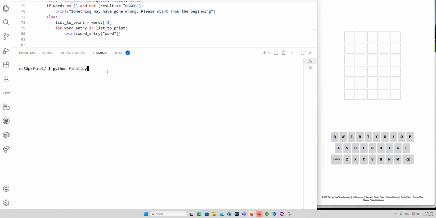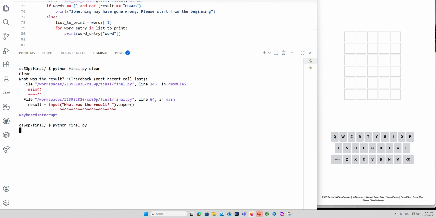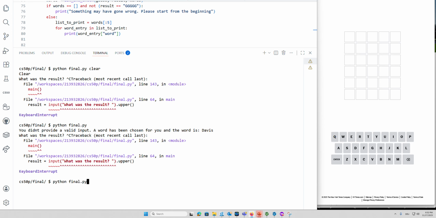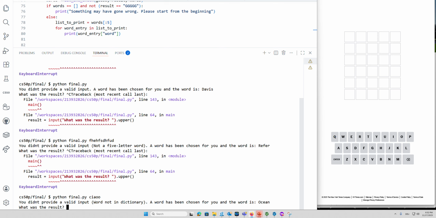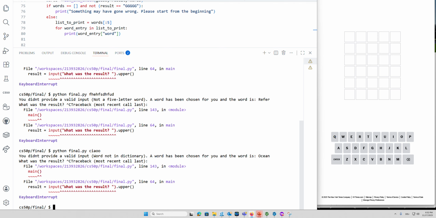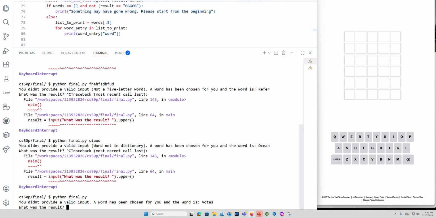Now let's have a look at the terminal. So we can either write the word that we want to start with, for example, clear, or if we don't type anything, it will suggest a word and tell you that you didn't provide any input. The same will happen if you provide something which is not a 5-letter word, or if you provide a 5-letter word which is not part of any English dictionary.